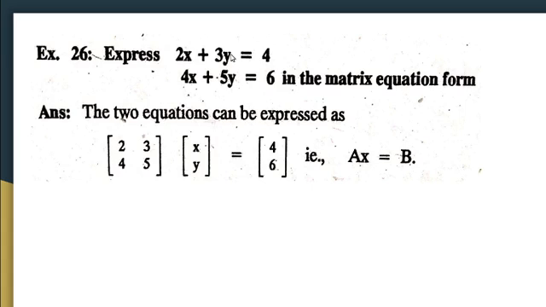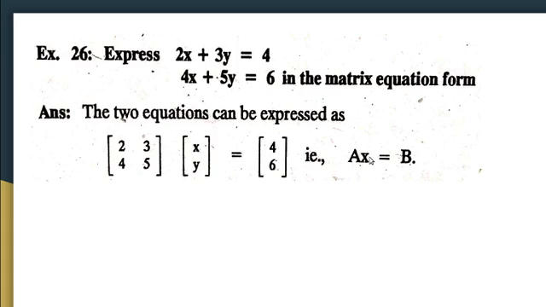Here two simultaneous equations are given. Then express these equations in the matrix equation form. So we can change these equations into matrix form. Two equations can be expressed as, first you have to find out the coefficients in the first equation, 2, 3. Then that will be the first row elements. Then in the second equation you have to find out the coefficients, that are 4 and 5. Then you have to find out the variables x and y, that is equal to the constants 4 and 6.